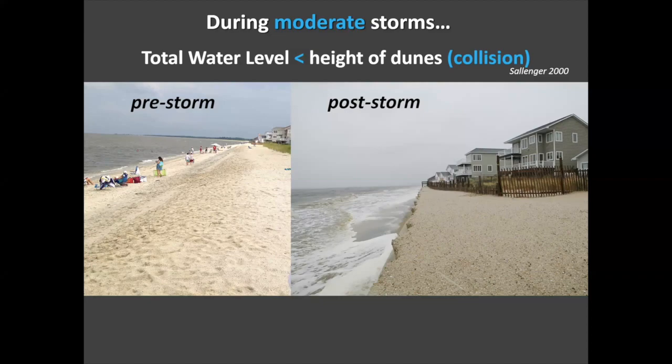And so first we could think about when the total water level during a storm is lower than the height of dunes. Here, showing on the left, a post-storm beach where we have the dune line, which is a pretty low dune associated with houses right behind it, and a beach pre-storm. And then post-storm, we see that sand has been moved offshore. And in this case, the effects of the storm are pretty much confined to the beach and the dune environment.